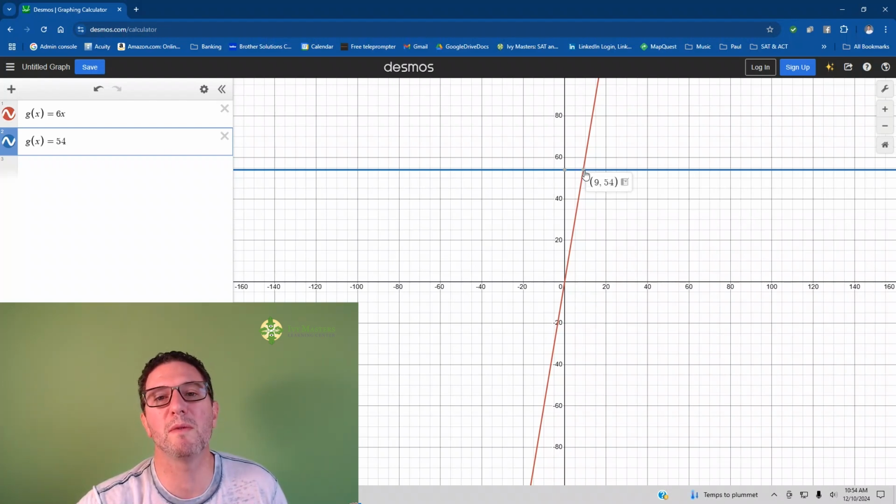You've got to remember that in a system of equations, the solution is the intersection point. This question asks for what value of x. You can see just by rolling over it, the value of x is 9. That's your answer. Mark it and move on.